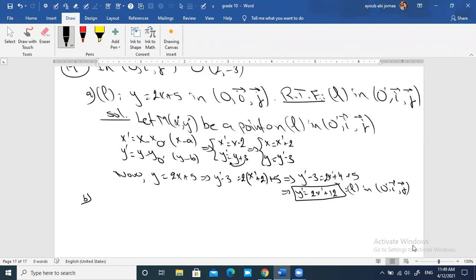Okay, now part B, the reverse. You are given a straight line D of equation y prime is equal to negative 3x prime plus 2. This is in the system O prime IJ, and we are required to find the equation of line D in the system OIJ.